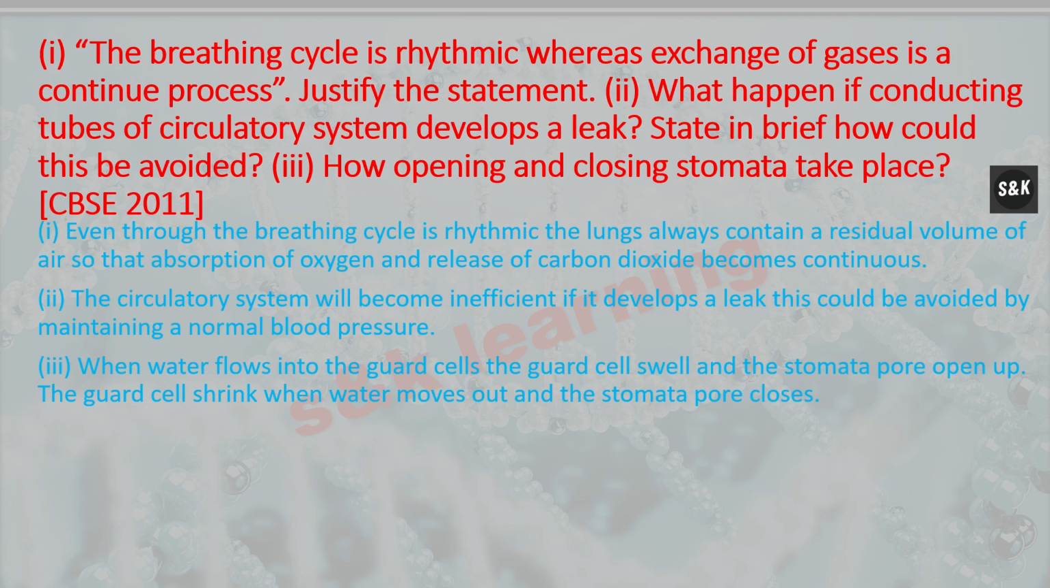The breathing cycle is rhythmic, whereas exchange of gases is a continuous process. Justify the statement. Even though the breathing cycle is rhythmic, the lungs always contain a residual volume of air so that absorption of oxygen and release of carbon dioxide become continuous. Second, what happens if tubes of the circulatory system develop a leak? The circulatory system will become inefficient if it develops a leak. This could be avoided by maintaining a normal blood pressure.